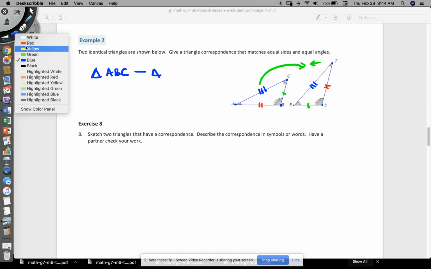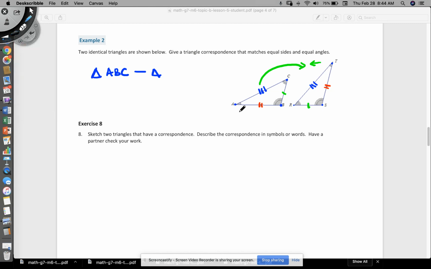Let me do it in a different color. Let's use black. So notice this. I went A, B, and then C. I went in these directions. So I have to mimic that over here, even though it's been turned. So which side do I start on? I'm going to start on the 2 tack mark side. So from the 2 tack mark side, I'm going to say S to T, and then T to R. So it's going to be triangle S, T, R.